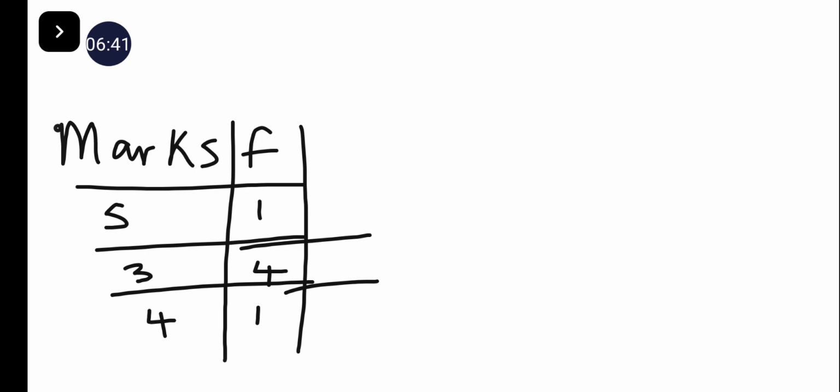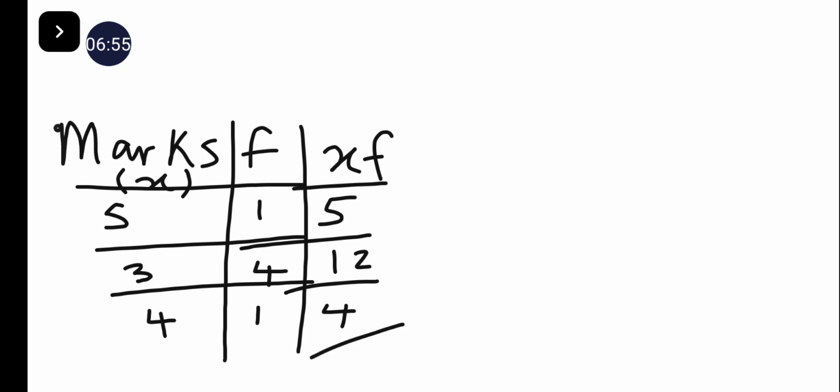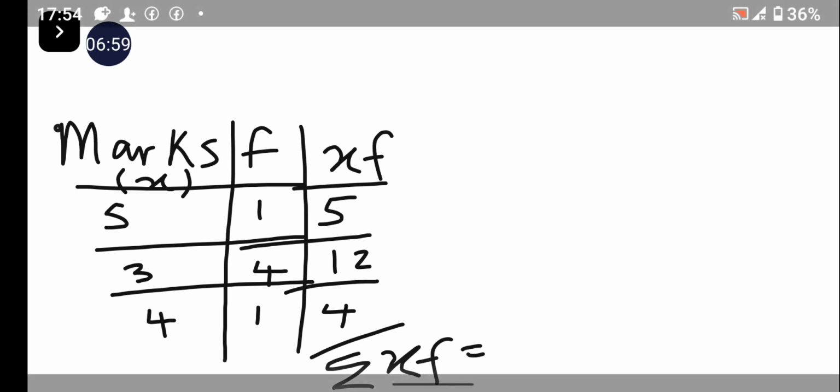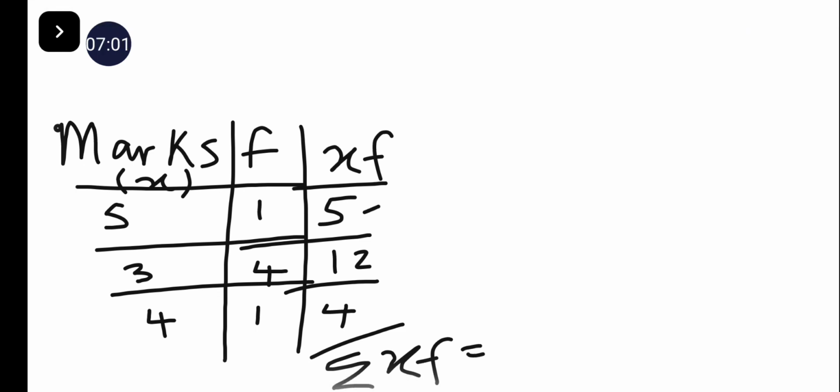So our mean, the marks here, call it x. So 5 times 1, xf means you multiply 5 times 1 here, 5. 3 times 4, 12. 4 times 1, 4. Now summation xf is this sum: 5 plus 12, 17, plus 4, 21.